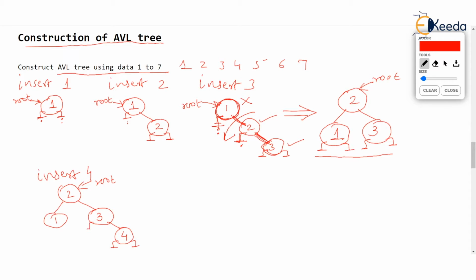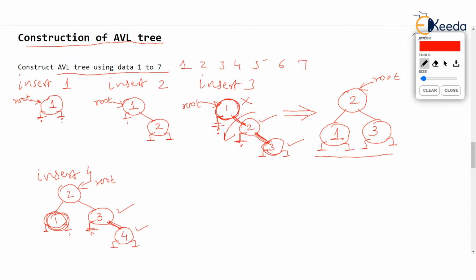Now, question: after inserting 4, do you see that the tree is balanced? Yes, of course, this tree is balanced. Because from the bottom level, 4 is balanced, 0 minus 0. 3 is balanced, 0 minus 1. Check, the left height is 0, right height is 1. So 3 is balanced. 1 is anyway a leaf, 1 is balanced, 0 minus 0.